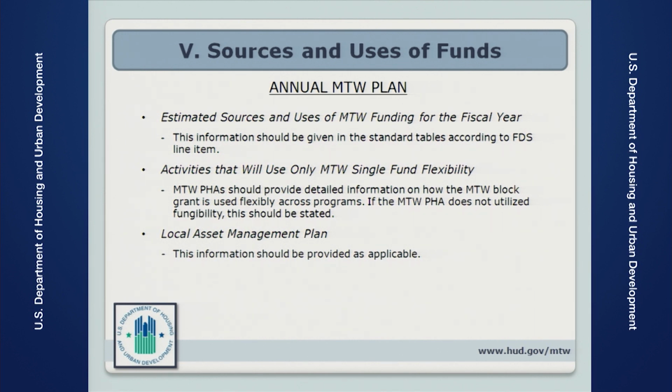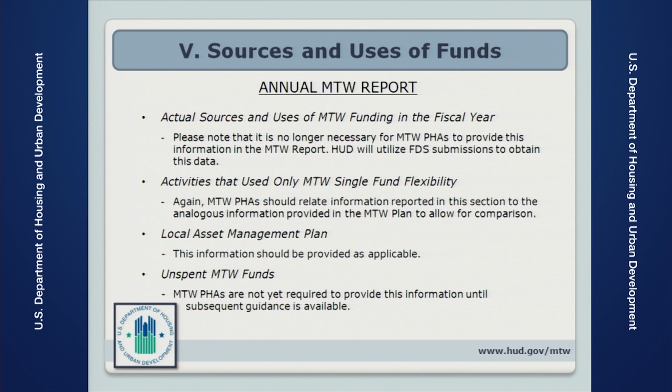Okay, next we'll move to the sources and uses of funds information required in the annual MTW report. Here you'll see that the information is even more streamlined. As Laurel said, we'll be pulling information directly from FDS, trying to cut down on duplicative information that we're requesting from the agencies. So where you provided the budget in the annual MTW plan, we'll look to FDS to compare that to the numbers that you provided there. So in the report, you won't be providing sources and uses of funds in the fiscal year anymore.